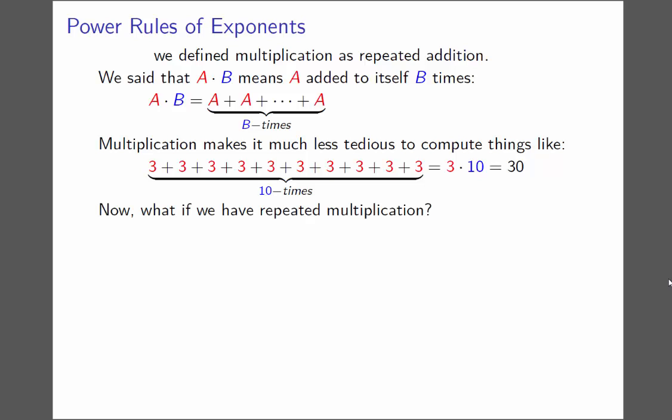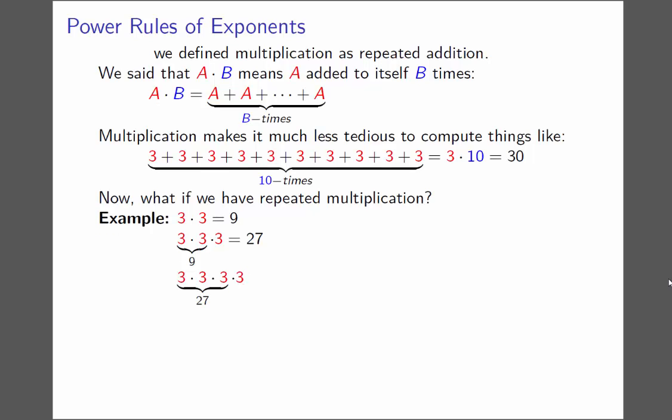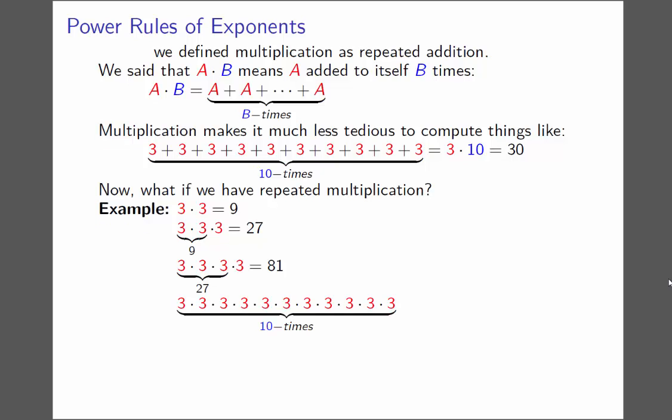Now, what if we have repeated multiplication? For example, if we have 3 times 3, we can compute this to just be 9. And if we have 3 times 3 times 3, well, 3 times 3 is 9, times 3 again is 27. And if we have 3 times 3 times 3 times 3, well, we know that the first 3 multiplied together are 27, and multiplying by 3 again gives 81. But what if we have 3 times 3 times 3 times 3 times 3 times 3 times 3 times 3 times 3 times 3, 3 multiplied by itself 10 times?